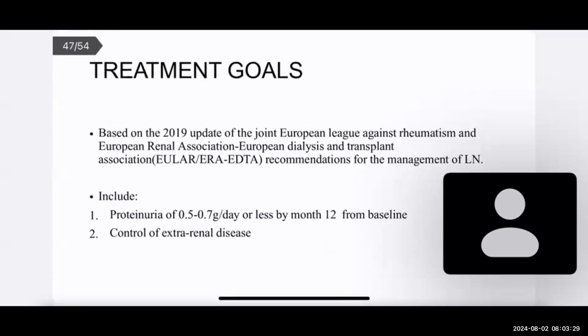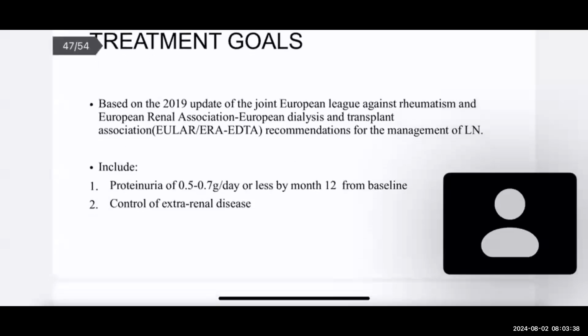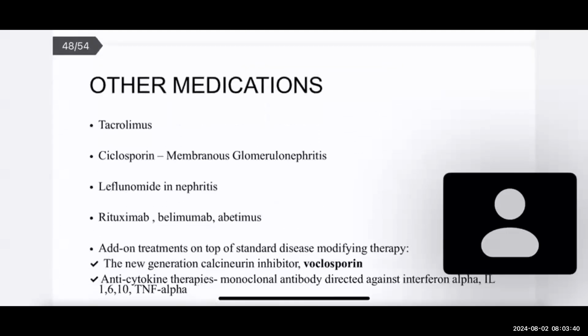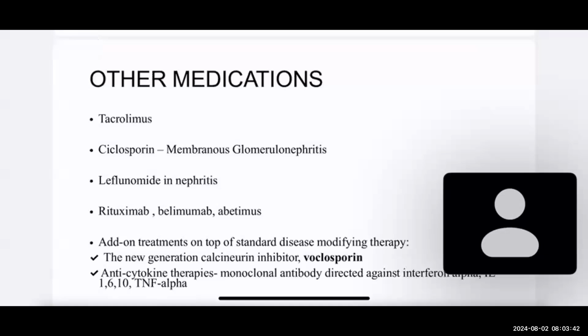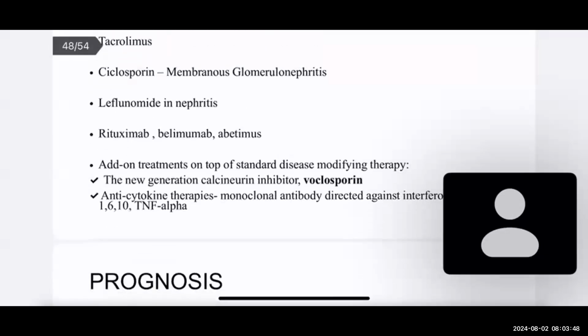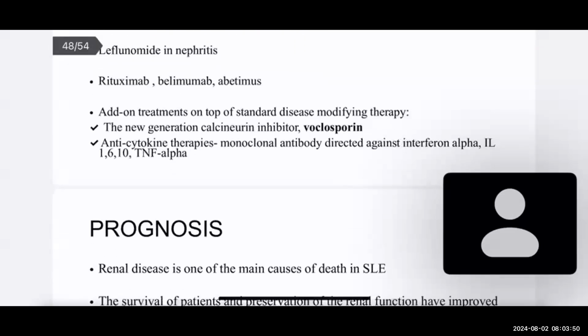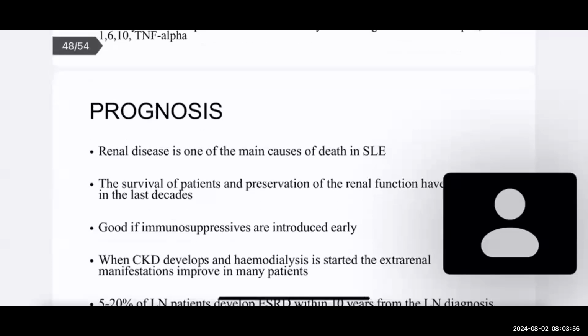The treatment goal is to aim for proteinuria of 0.5 to 0.7 gram per day or less by month 12 from the baseline, and then also to control extrarenal disease. Other medications that we can use, as I'd mentioned, are tacrolimus, cyclosporine, rituximab, belimumab, but currently, because of the involvement of interferon alpha, we're now looking at anti-cytokine therapies in managing patients who have SLE and lupus nephritis.